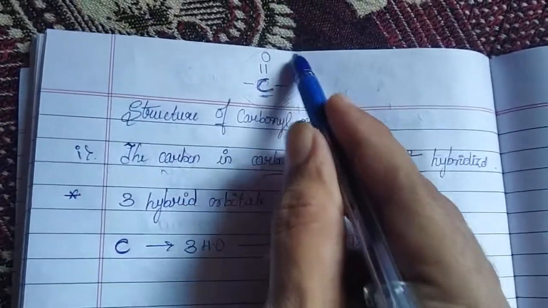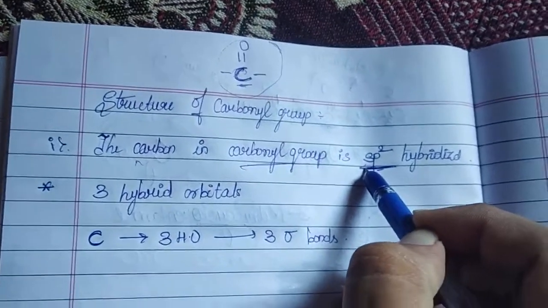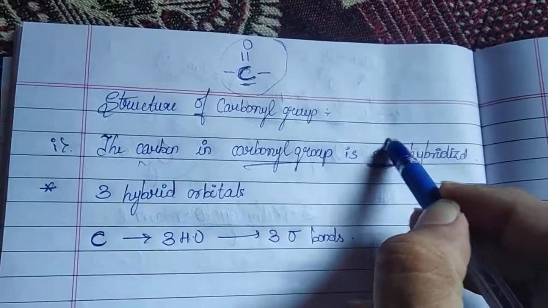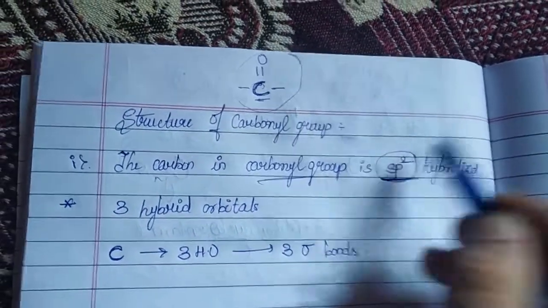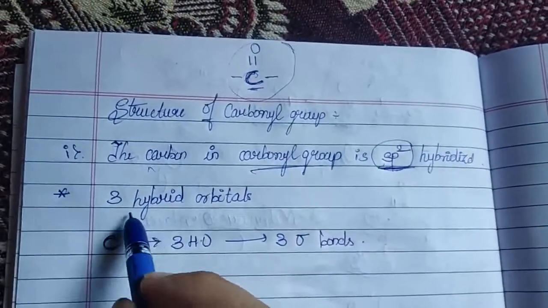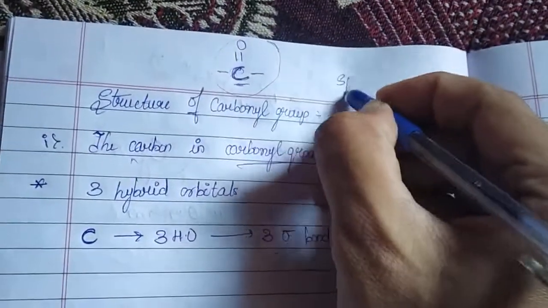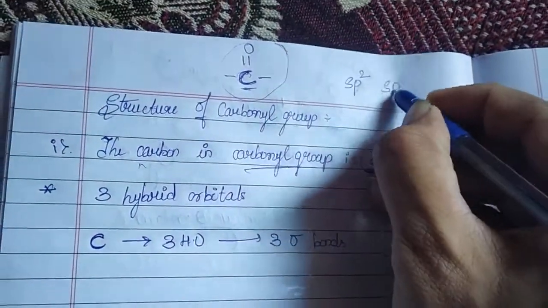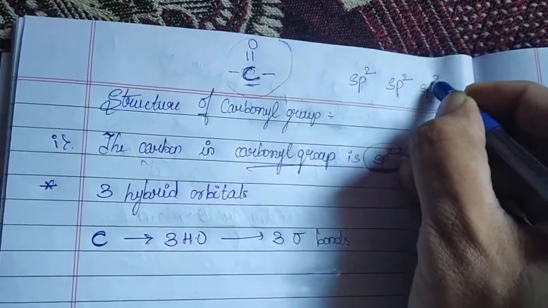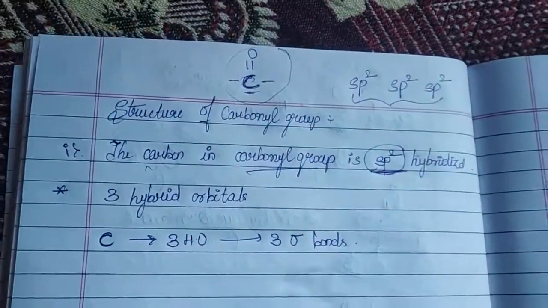So first, what we came to know is that the carbon in the carbonyl group, that is this carbon in the overall carbonyl group, is of what type of hybridization? It is sp2 hybridized. So when we have sp2 hybridization, there are totally 3 such hybrid orbitals: 1 sp2, 1 sp2, another sp2. So 3 sp2 hybrid orbitals are present.